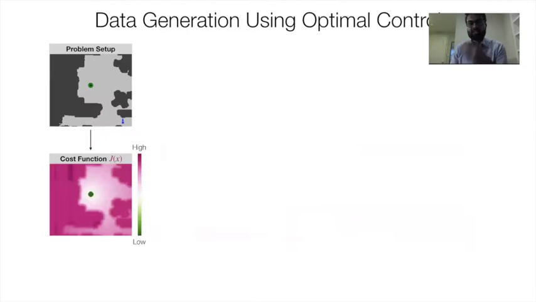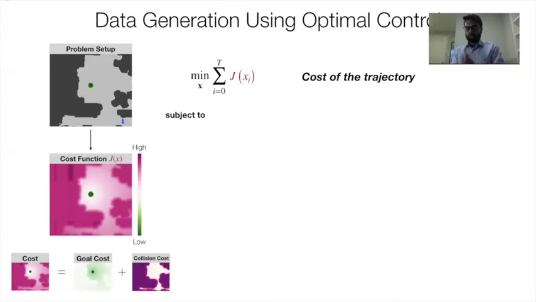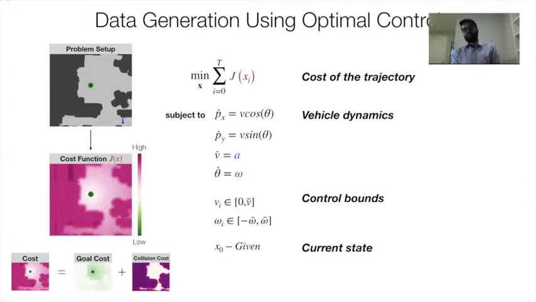Then we take this information and set up an optimal control problem. The first step is to define a cost function. In this case, it consists of two components. The first is the goal cost, which incentivizes the robot to go towards the goal. The second is the collision cost, which incentivizes the robot to stay away from the obstacles as much as it can. Then we ask for the robot trajectory that minimizes this cost function, subject to the system dynamics, the physics of the system, the control bounds that the robot must respect, and the current starting state of the robot.